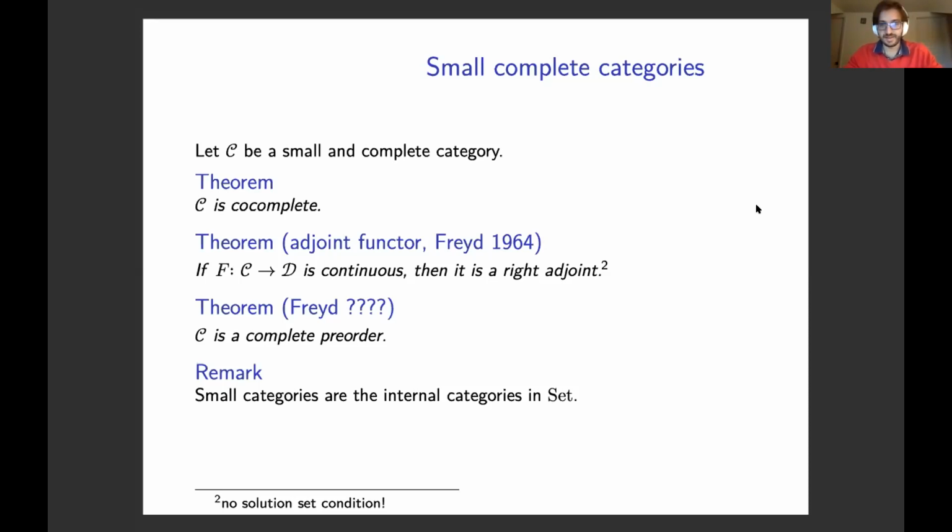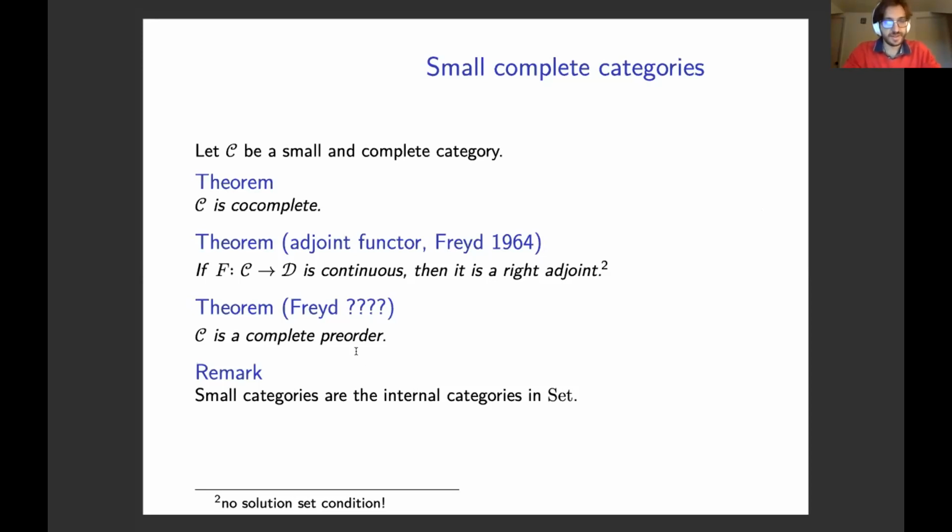And a classic result such as the adjoint functor theorem of course holds, but it holds without the solution set condition, which is a set theoretic condition that is precisely used in the classical version of this theorem to control size issues.